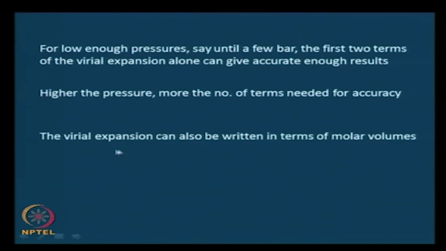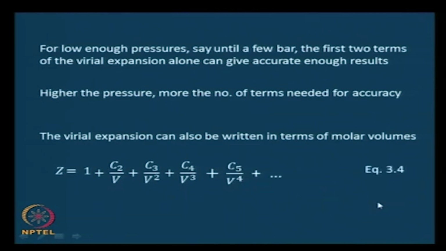We also saw that the virial expansion can be written in terms of molar volumes. Of course, since it is a direct function of pressure, this has to be an inverse function of volume. Therefore, Z equals 1 plus C2 by V plus C3 by V squared plus C4 by V cubed plus C5 by V to the power 4 and so on and so forth. And C2, C3 can also be calculated from theory.